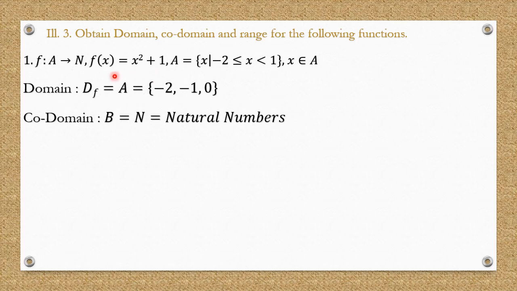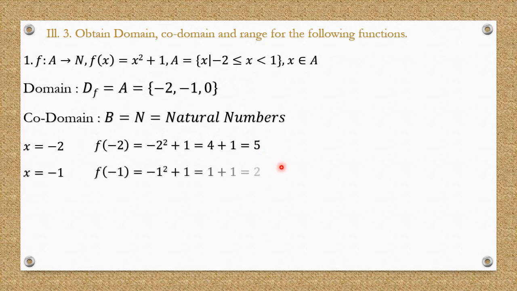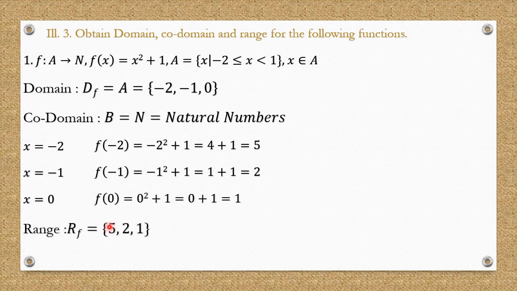What we need to do, we will take these values and put them into this equation here. So x is negative 2, when I take, it becomes negative 2 square, 4 plus 1, 5. Similarly, negative 1 square, 1 plus 1, 2 and 0 square, 0 plus 1, 1. So 5 to 1. So naturally our range here is 5 to 1. You can also write it as 1 to 5. Does not matter. So this is the range of the equation given.